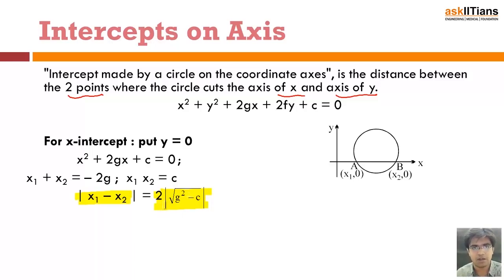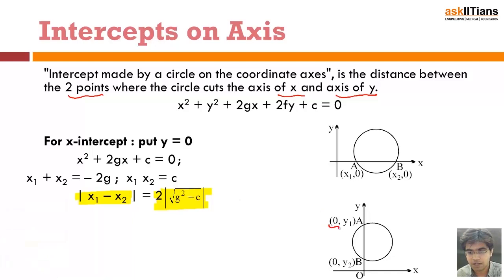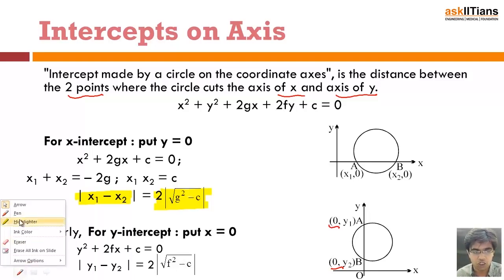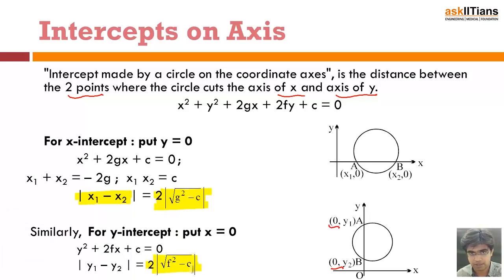I can do a similar thing with the y-axis as well. Suppose my circle cuts the y-axis at 2 points. This is my point A and this is my point B. Again, what is the unique feature of these new points A and B? They are on the y-axis, that means their x-coordinate is 0. So if you put x equal to 0 in the equation, you will get a quadratic in y. Again, we want to find the difference between the roots. That will come as 2 root f square minus c. So 2 root g square minus c is the intercept on x-axis and 2 root f square minus c is the intercept on y-axis. Intercept means the length cut out by the circle.